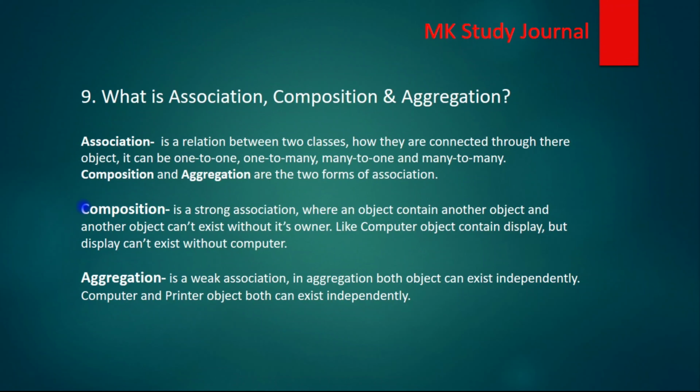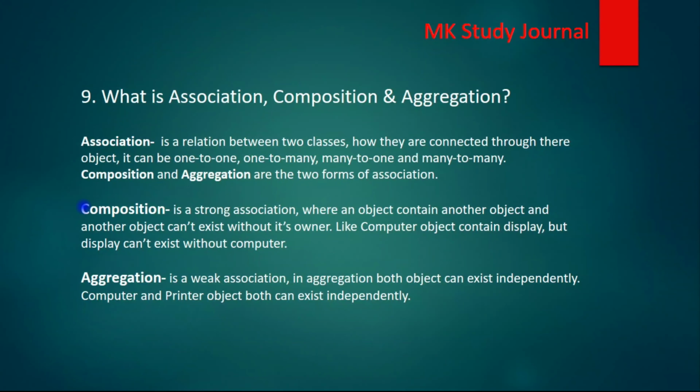Then, what is association, composition, and aggregation? Association is a relation showing how two objects interact with each other. Basically there are four kinds of association: one-to-one, one-to-many, many-to-one, and many-to-many. These are the types of association. And composition and aggregation are the two forms of association.